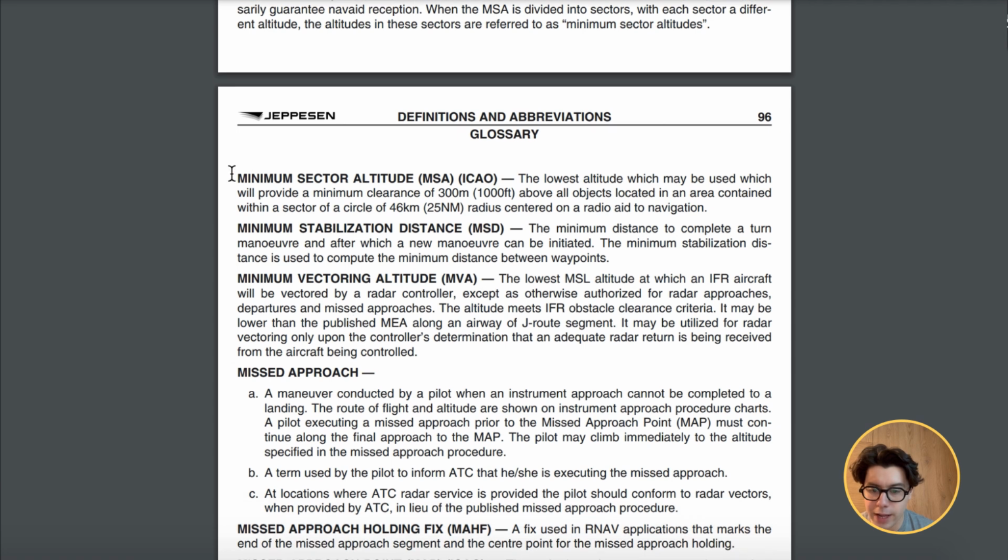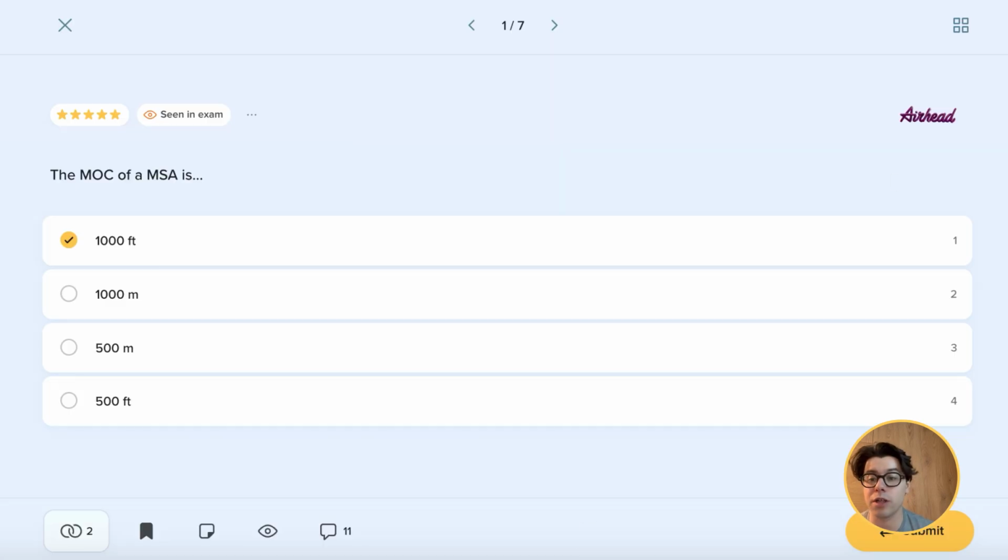your minimum vectoring altitude, and your minimum sector altitude, or MSA, or minimum safe altitude as well. And you can see the definition that it will provide you a minimum clearance of 1,000 feet above all objects located in that area, contained within a sector of 46 kilometers or 25 nautical miles, centered around a radio aid to navigation or the aerodrome reference point. And sometimes, if this radius is centered around a fix, it can be called a TAA. So in that case, it can be centered around an intermediate or initial approach fix.